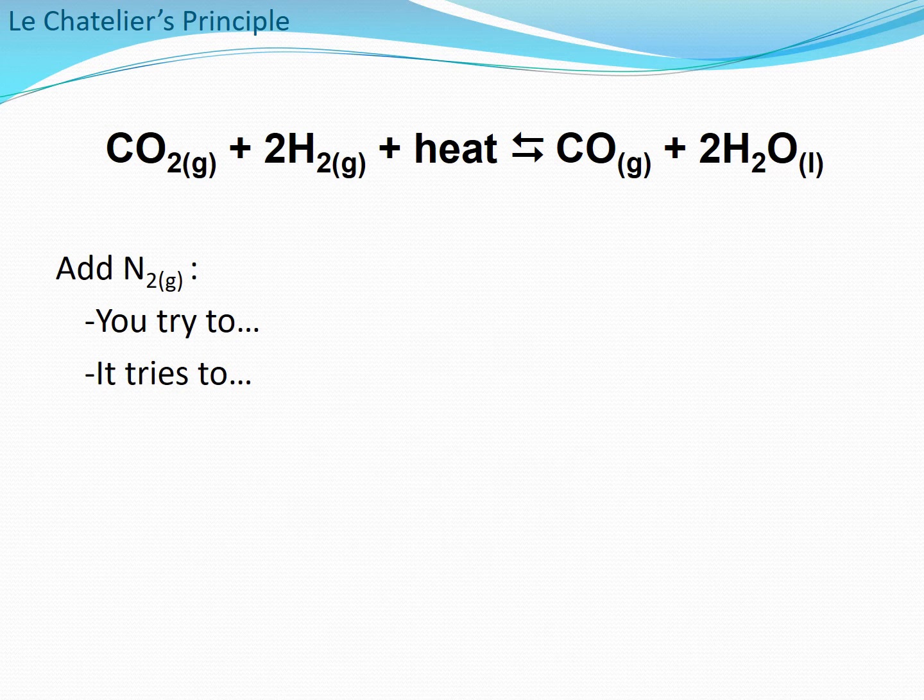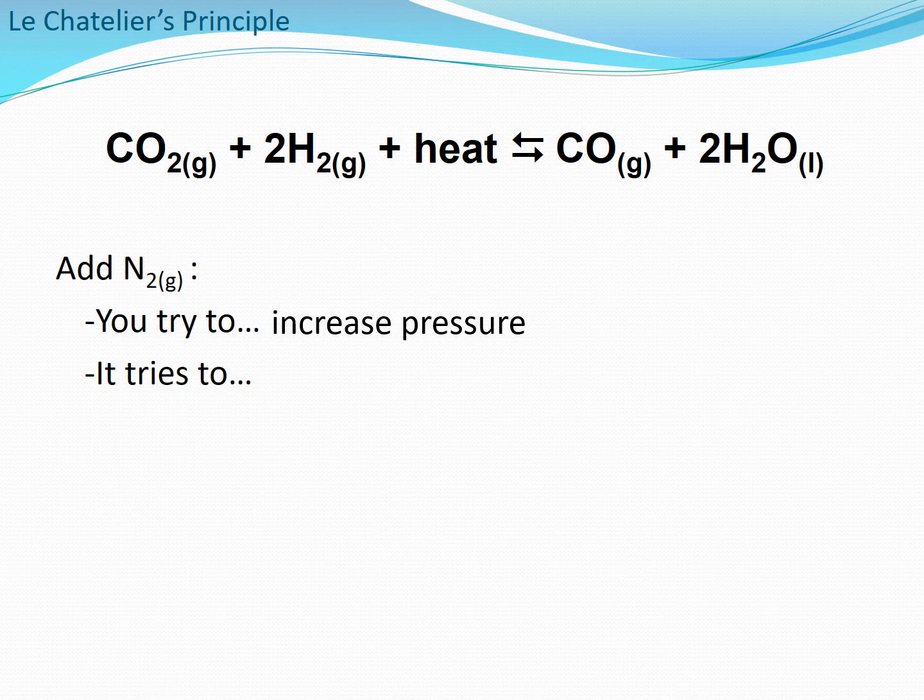So we add N2. N2 is a gas, and I'm adding it to the reaction vessel. So what am I trying to do? It's not in the equation anywhere. If I add gas to a reaction vessel, it's like adding gas to my tire. And when I increase the amount of gas in my tire, I've increased the pressure, the PSI of the tire on my car. So if I'm adding N2 to this system, a closed system, it is going to increase the pressure inside of that reaction chamber.